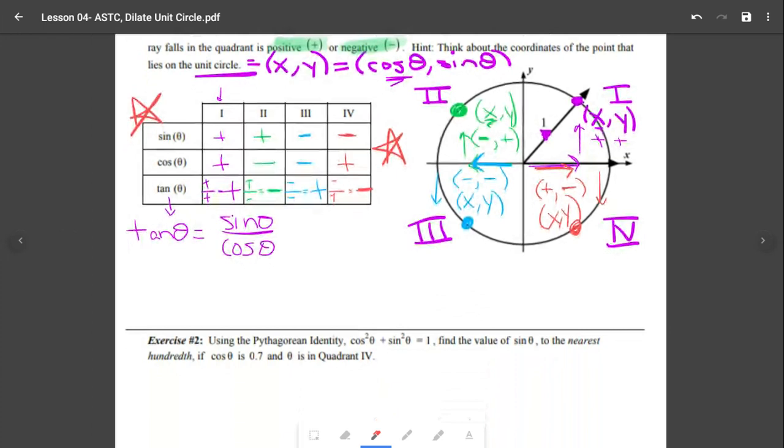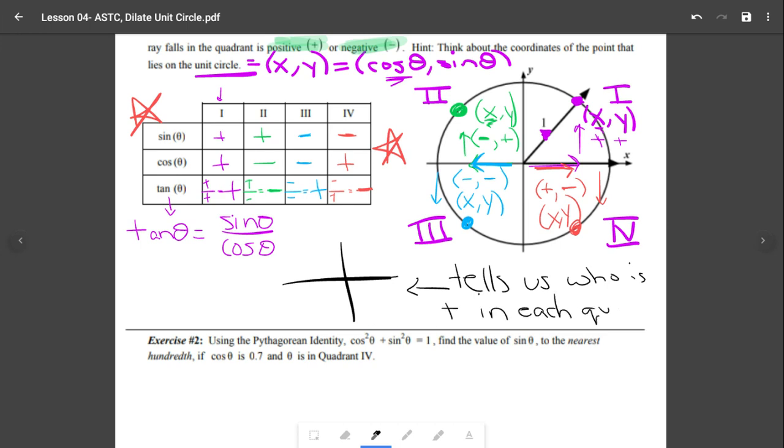One way that we can use to help sum it up, if we draw our x and y axis, it makes a plus sign. So what I'm about to give you tells us who is positive in each quadrant. So first quadrant up in the top right, I put an A there, because if we look at the first quadrant in that table, all of them were positive. So A stands for all.